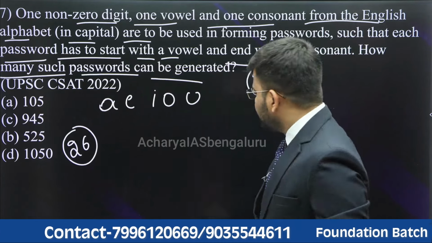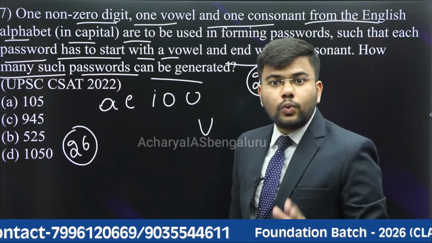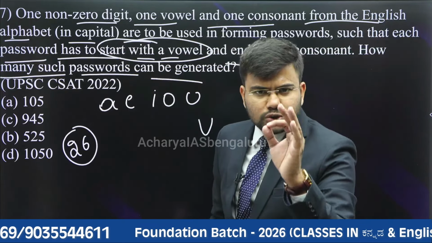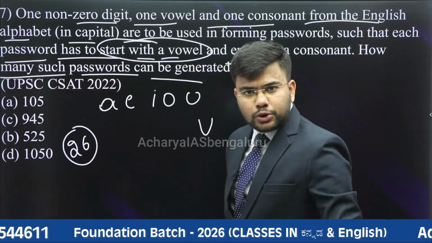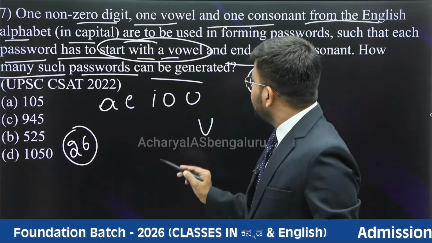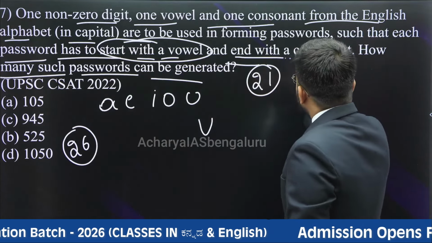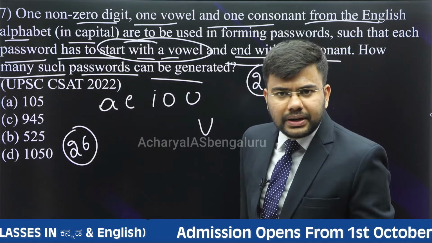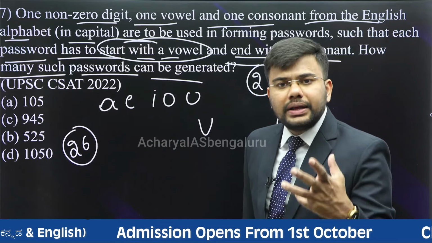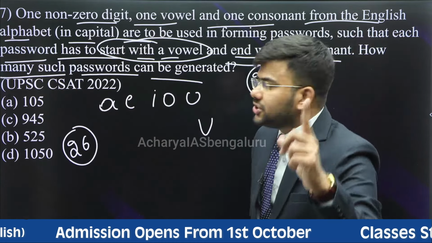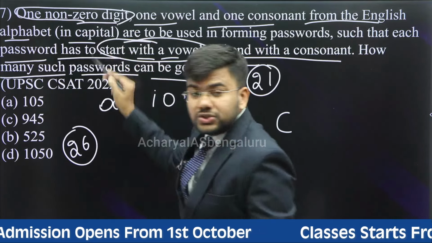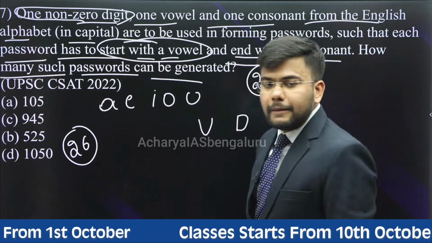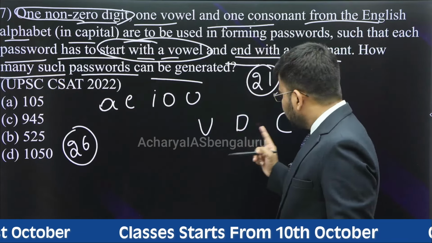Now, the password should start with a vowel. Why, sir? They are telling that the password has to start with a vowel. Hence, I have to put a vowel here. Later, it should end with a consonant. Then what would be the middle? The middle of the password will be a digit, and that too a non-zero digit. It should not be 0. Here: digit, consonant and vowel.